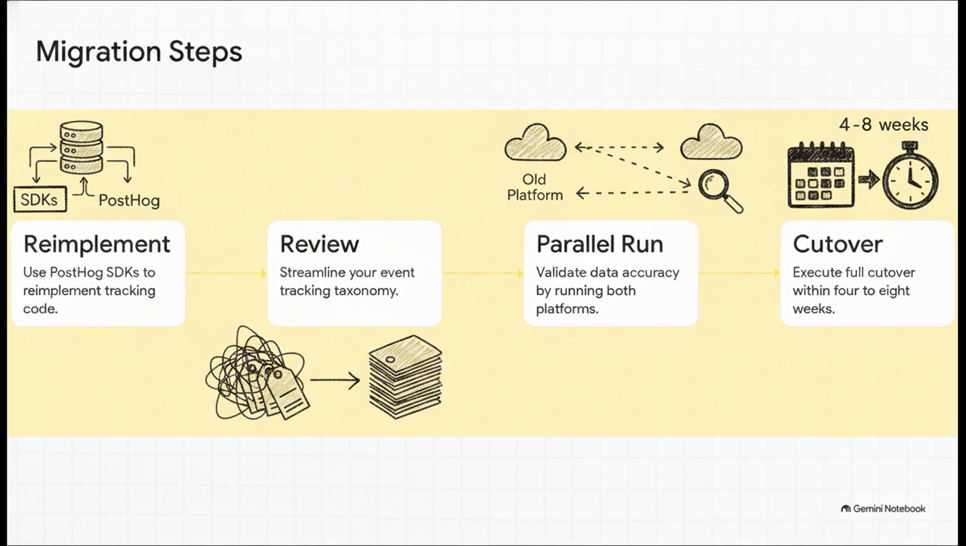Because historical data migration usually requires some custom scripting, most teams kick things off with Step 1, using PostHog's extensive SDKs to re-implement their tracking from scratch. Step 2, use this as a golden excuse to review and streamline your messy event taxonomy. Think of it kind of like cleaning out your garage before moving into a new house. Step 3, run both your old platform and PostHog in parallel for a bit just to validate the data accuracy. And if you follow these steps, your team can typically execute a full cutover in just 4 to 8 weeks.